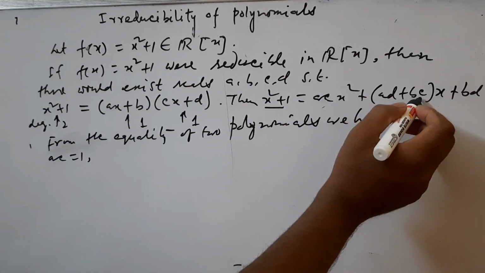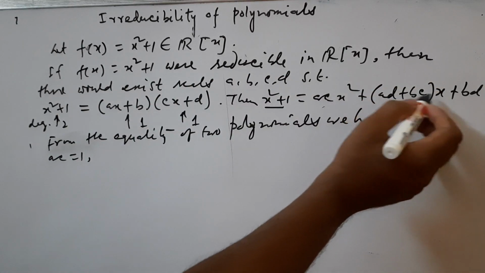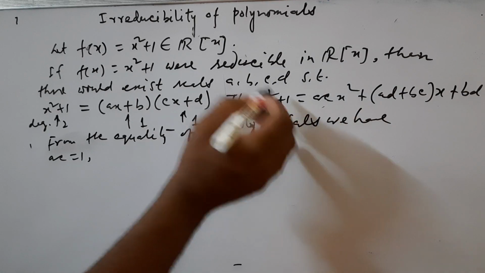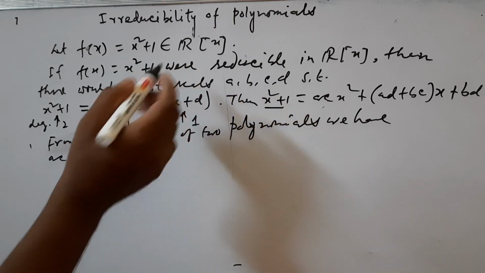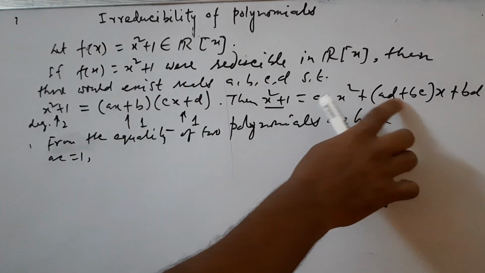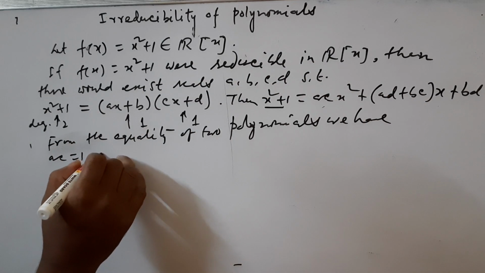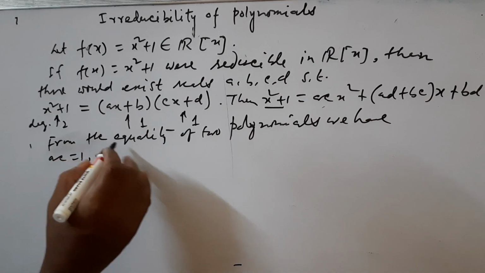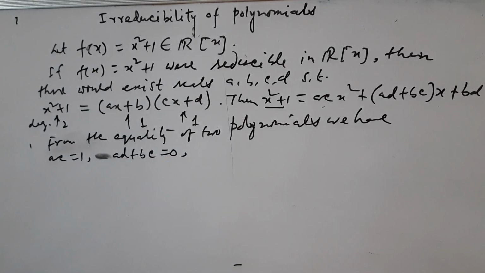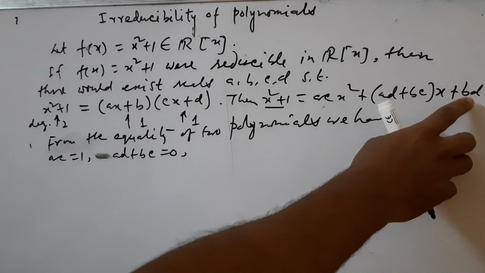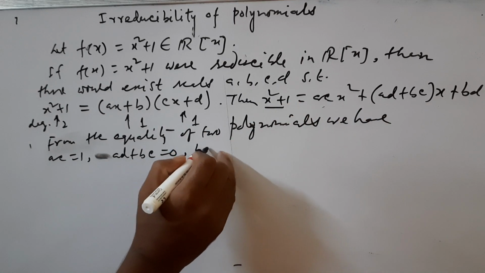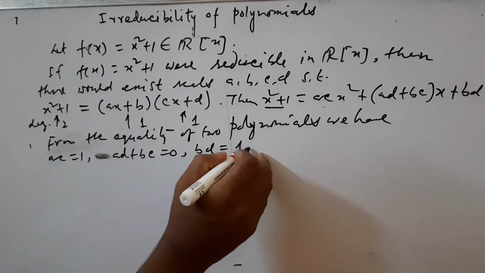We have ac equal to 1. Now ad plus bc is the coefficient of x on the right, and on the left the coefficient of x is 0 because the term x is missing. So ad plus bc will be 0. Now we take the constant terms. On the right it is bd, on the left it is 1, so bd is equal to 1.